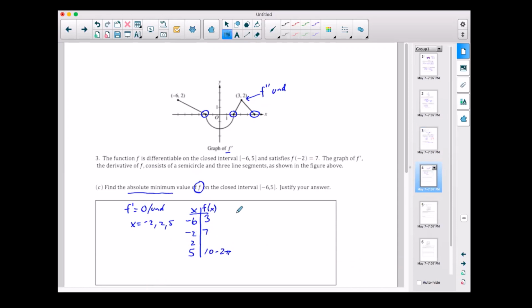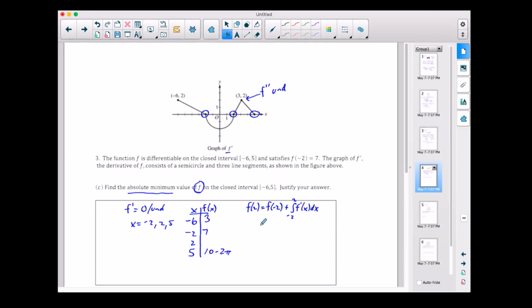So the only thing we're missing now is f of 2. So we're going to have to do a little bit of work, and we're going to have to find f of 2, but we're going to find it the same way that we found the other ones. F of 2 is my starting point, plus the integral from -2 to 2 in this case of f prime of x dx.